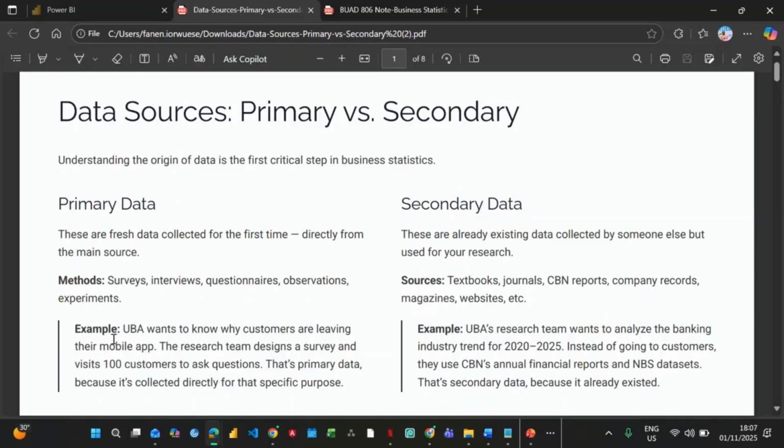You understand, with a practical example that is shown here. Let's say UBA Bank wants to know why customers are leaving their mobile app. So the research team will design a survey and visit 100 customers to ask them questions. That is a primary data source because it is collected directly for the specific purpose.